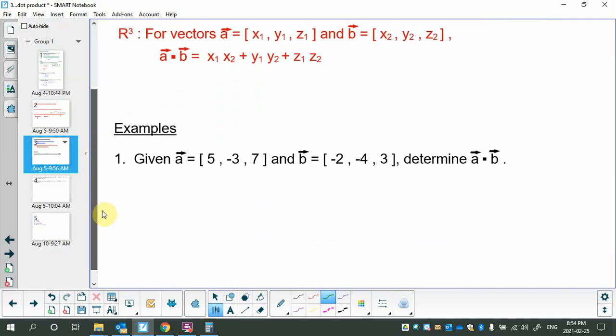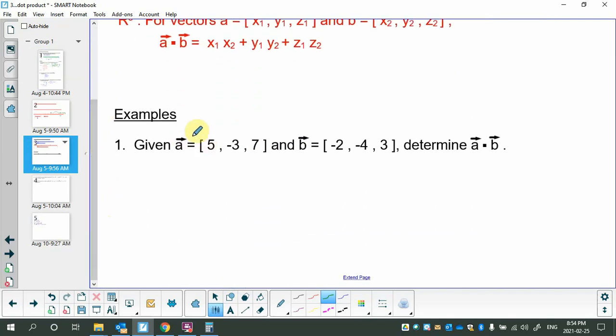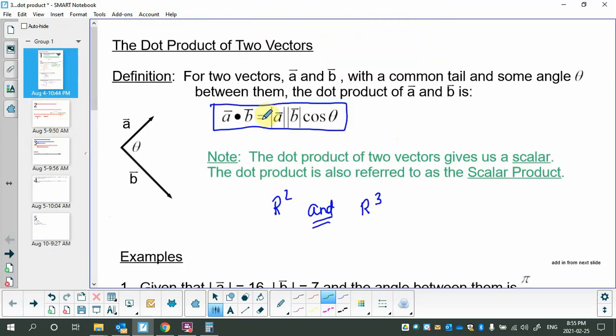When I get to my example here, it says given vector A that has components 5, negative 3, 7, and B, which has components -2, -4, 3, I want to know what A dot B is. So vector A dotted with vector B. So there's no way to use this formula. There is a way to use part of it.